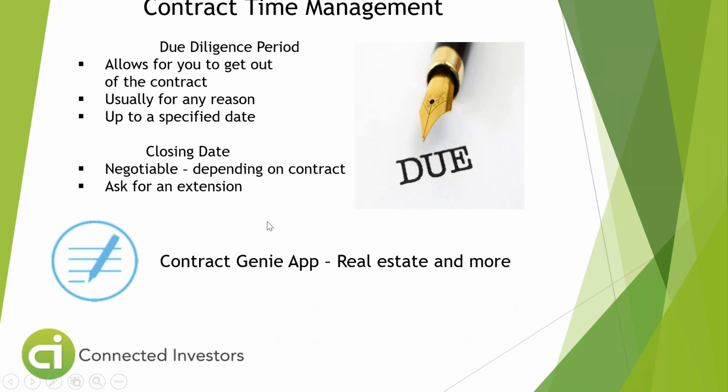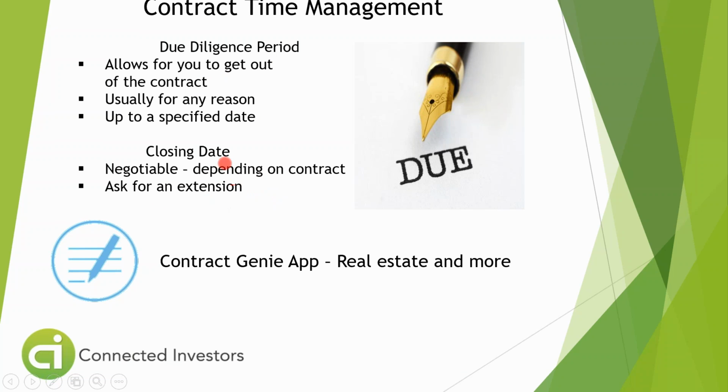Let's move forward. Let's talk about contract time management. Again, we talked about that due diligence period. This is something that comes in really handy. It allows you to get out of the contract, usually for any reason, up to a specific date. Again, that could be renegotiated. I just renegotiated that on this one I'm going to show you right now. And then the closing date, it also could be negotiable depending on the contract.